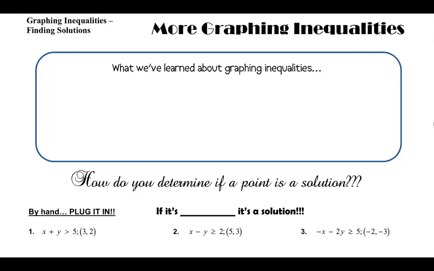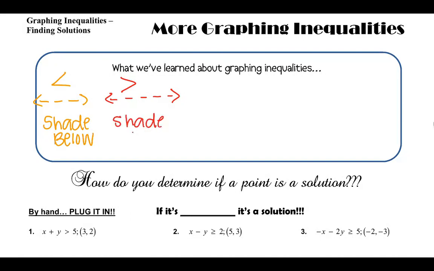So today we're talking more about graphing inequalities and determining solutions to inequalities. Yesterday we talked about just graphing them, and I want to review what we've learned. A less than sign means a dashed line, and we are going to shade below. Then we talked about the greater than sign. That is also going to have a dashed line, and we are going to shade above.